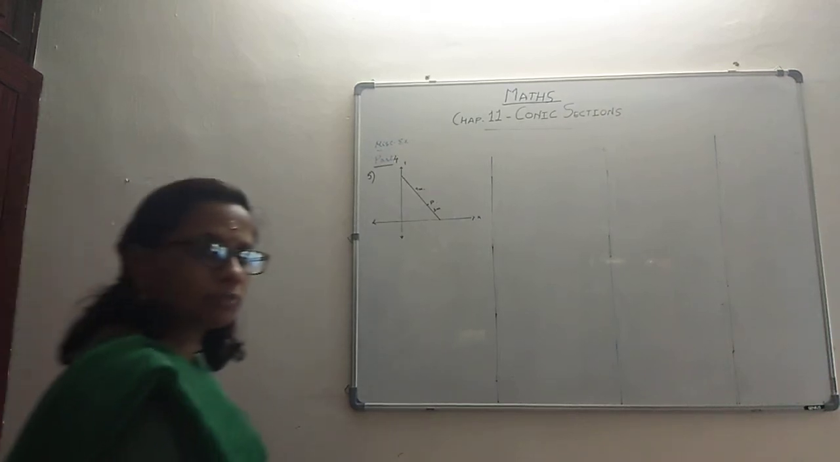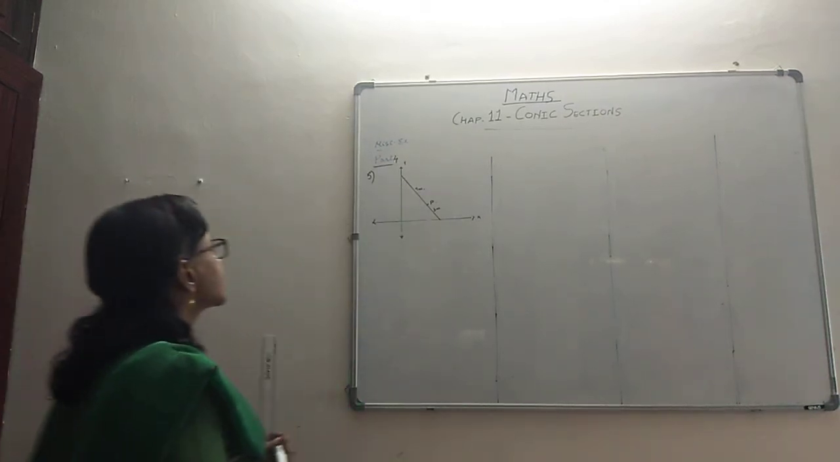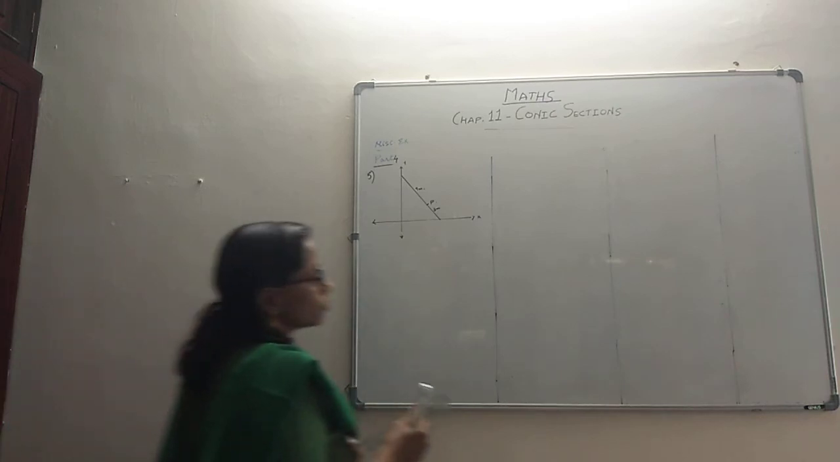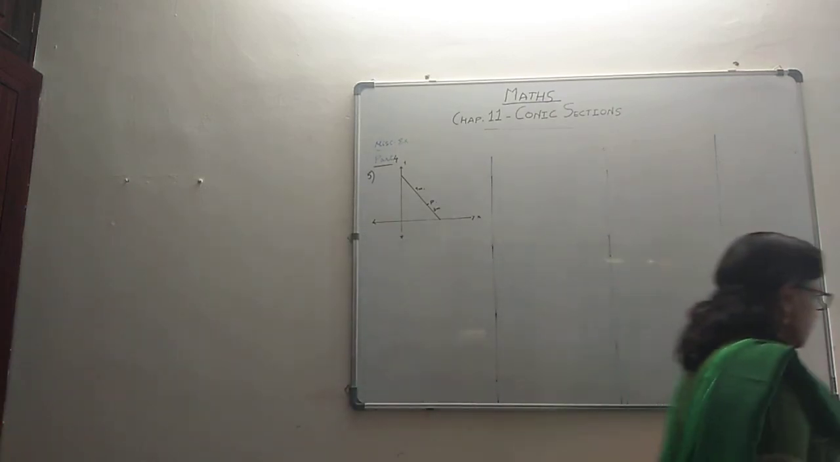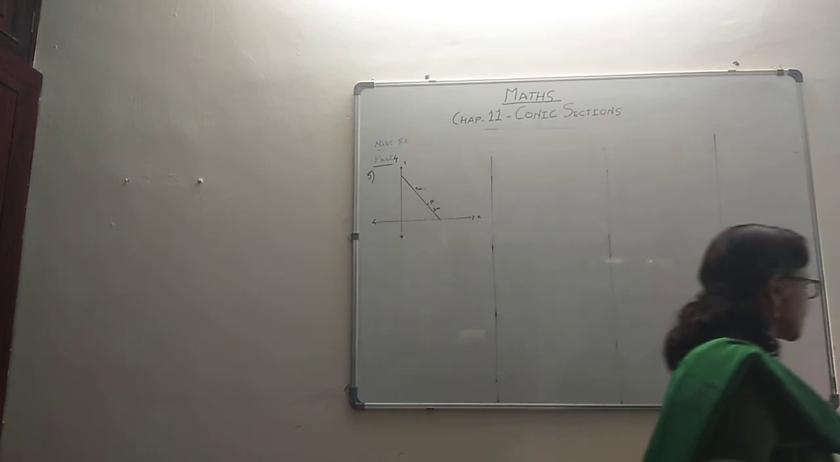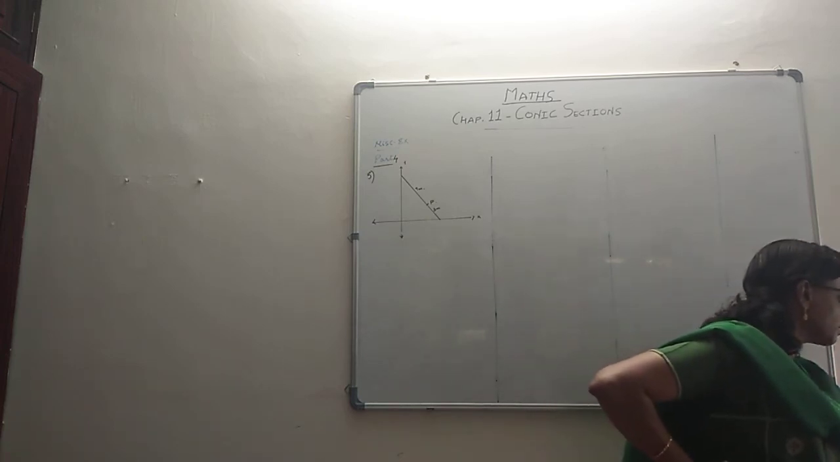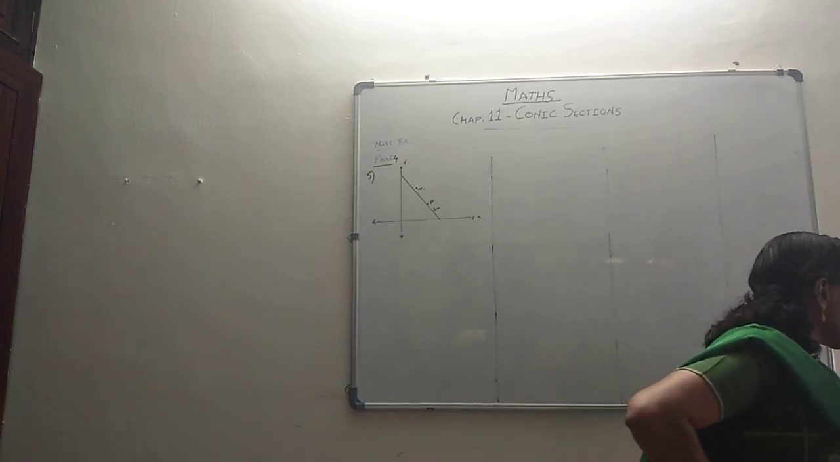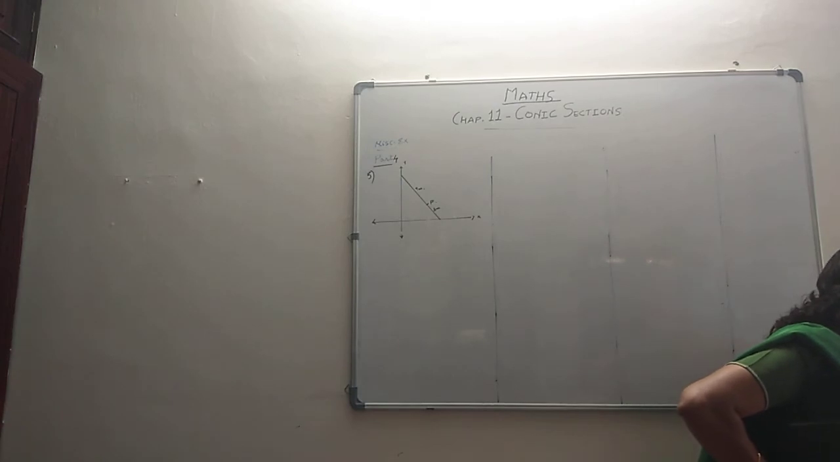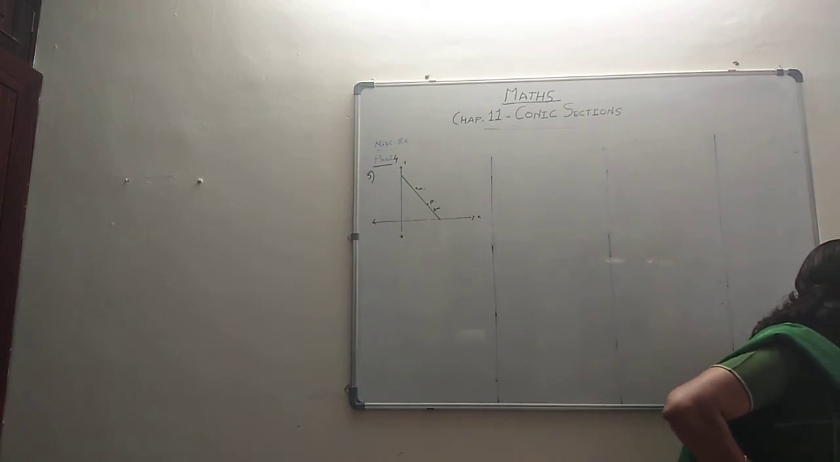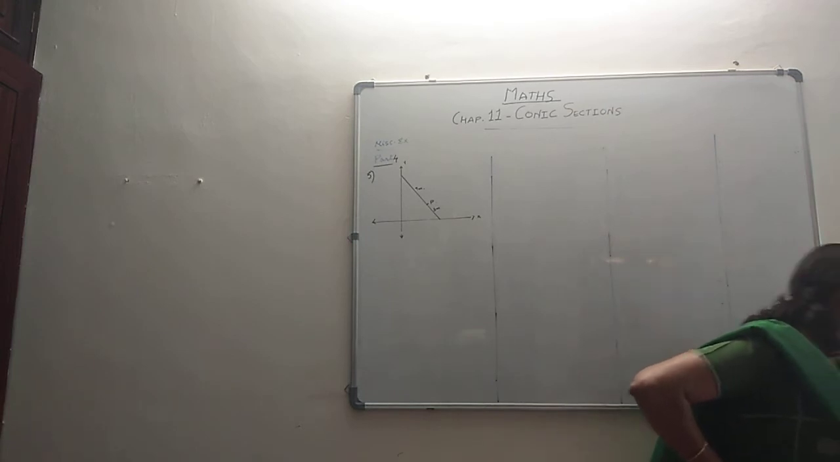Hello folks, we come to the exercise, miscellaneous exercise part 4, and we are just reaching the fifth problem. The problem says that there is a rod of length 12 centimeter and it is moving with its ends touching the coordinate axis. Determine the equation of the locus of point P on the rod such that this point P is 3 centimeters from the end in contact with the x-axis.